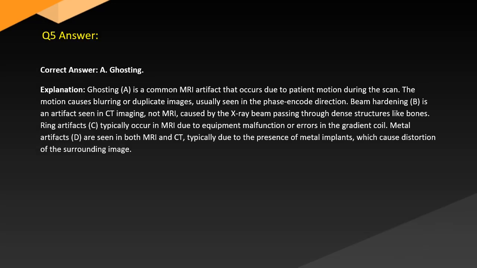Answer. Correct answer A. Ghosting. Explanation. Ghosting is a common MRI artifact that occurs due to patient motion during the scan. The motion causes blurring or duplicate images, usually seen in the phase-encoding direction.